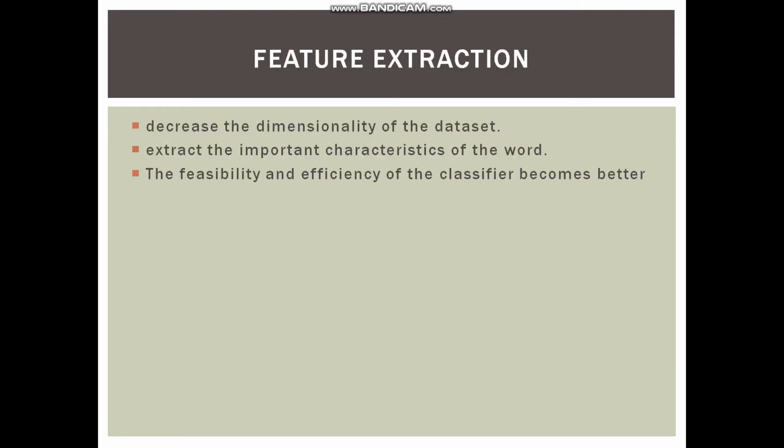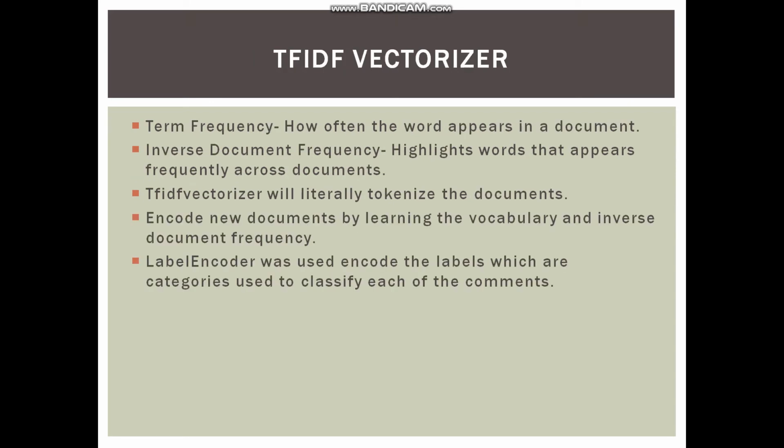And this is about the feature extraction. Why we do feature extraction is to decrease the dimensionality of the dataset. The second part is to extract the important characteristics of the words. And the third is that the feasibility and efficiency of the classifier becomes better when you perform feature extraction. So for this research, we use the TF-IDF vectorizer.